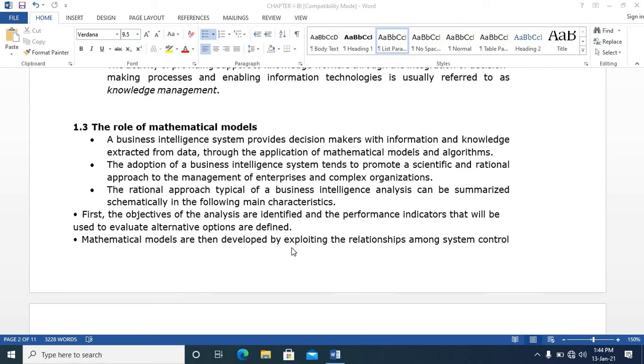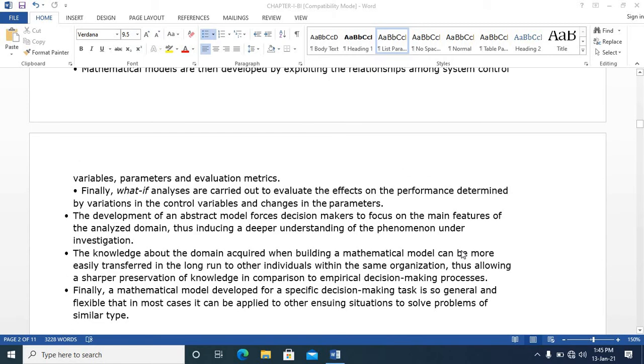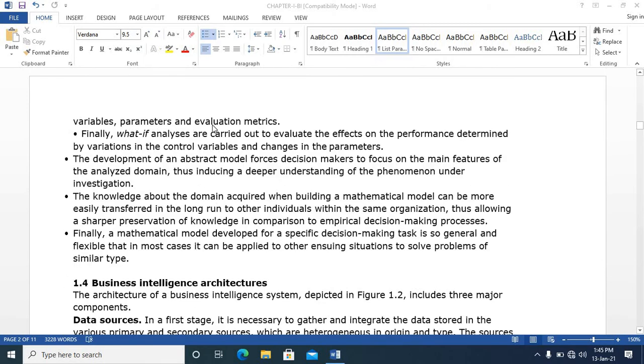Mathematical models are developed by exploiting the relationships among system control variables, parameters and evaluation metrics. Finally, what-if analyses are carried out to evaluate the effects on the performance determined by variations in the control variables and changes in the parameters.